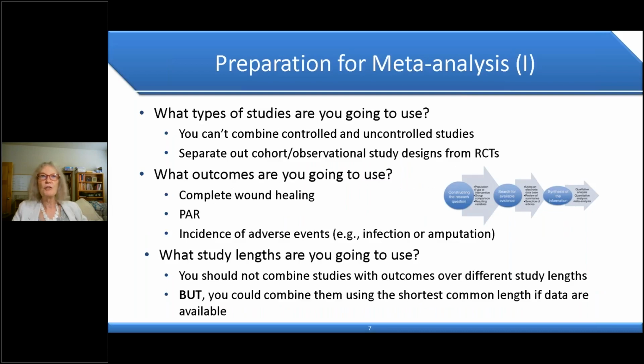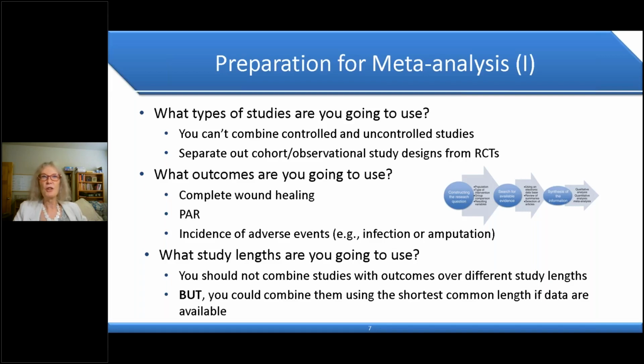You're going to have to do a fair amount of homework for your meta-analysis. You can't combine controlled and uncontrolled studies. What that means essentially is you're going to have to separate out randomized controlled trials from cohort or observational study designs. You can do observational study designs with meta-analysis just like RCTs.